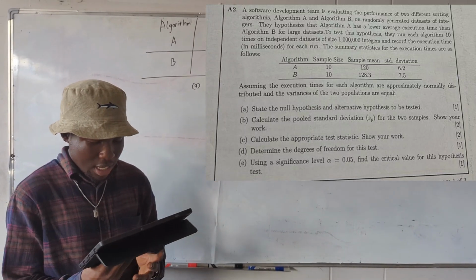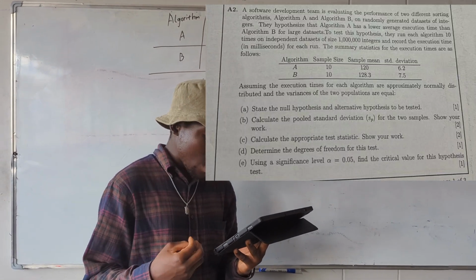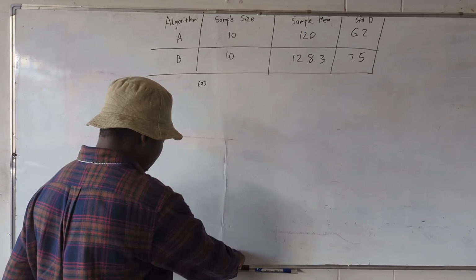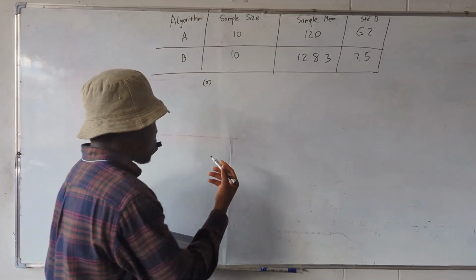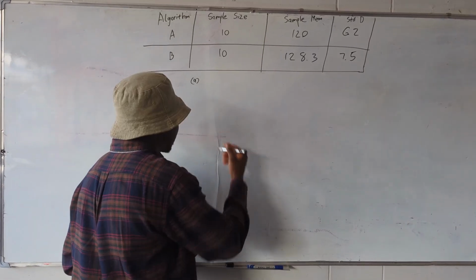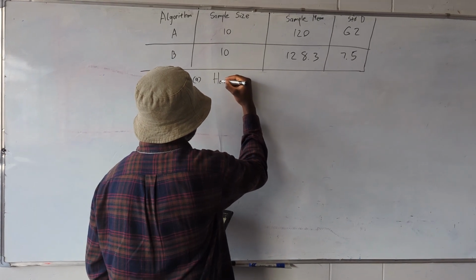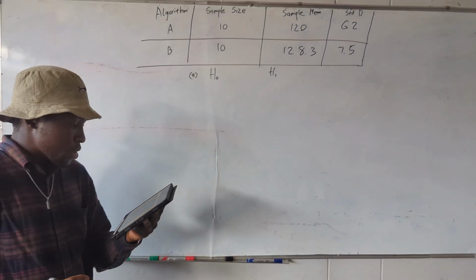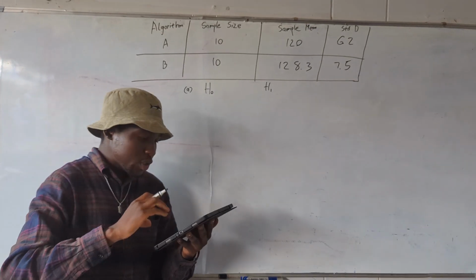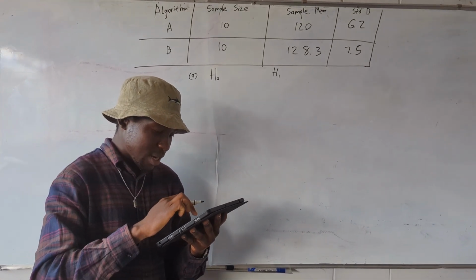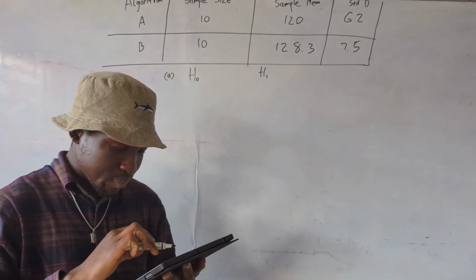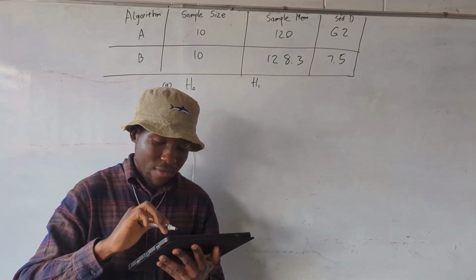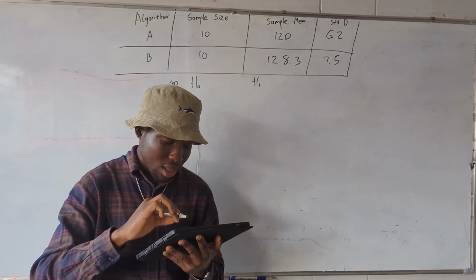So the question has to state the null and alternate hypothesis. We have to state the null hypothesis H naught and the alternate hypothesis H1. We want to investigate the hypothesis that algorithm A has a lower average execution time than algorithm B.